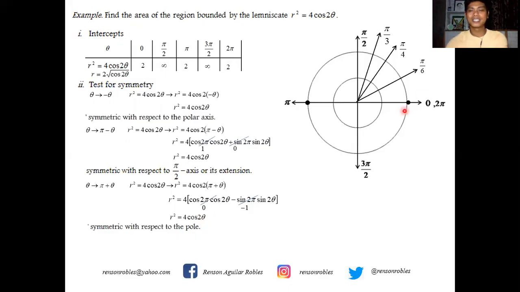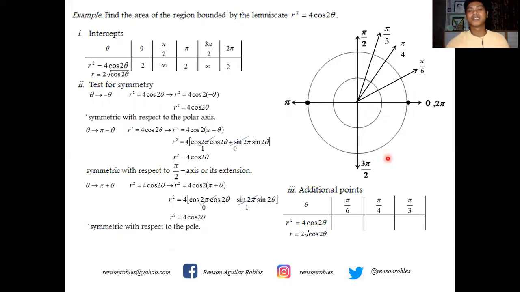And then since these 2 points are not good enough to trace the lemniscate, we add additional points. So we replace theta by pi over 6. So cosine 2 times pi over 6 is cosine pi over 3, and cosine pi over 3 is 1/2. The square root of 1/2 is square root of 2 over 2 times 2. So you have square root of 2. And then for pi over 4, cosine 2 times pi over 4 is pi over 2, and cosine pi over 2 is 0.